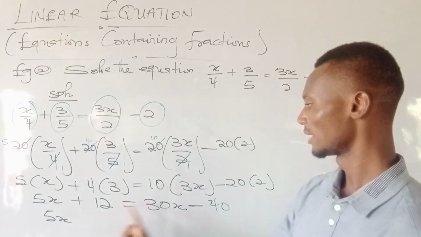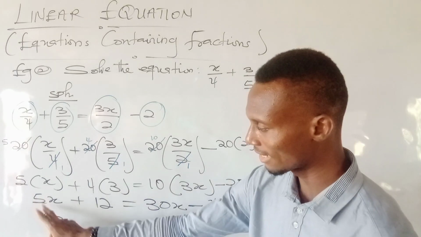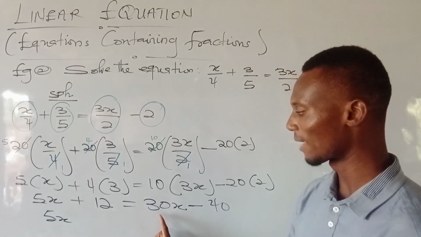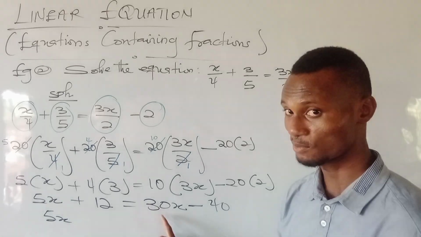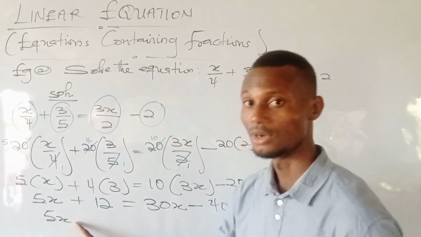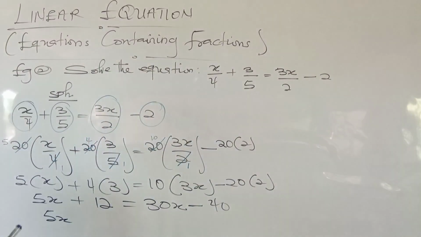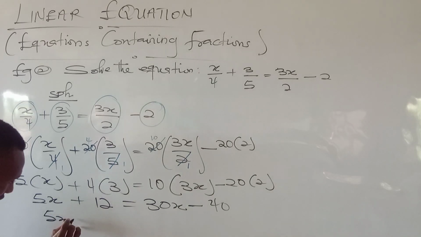So I'll maintain my 5s here. I'm just grouping like terms. Maintaining the 5s, which is here, what can come and join it is the 30s. It is positive, which is at this side of the equation, so it will cross the equal sign and come. When it comes, it becomes negative. So minus 30s. So I have 5s minus 30s.